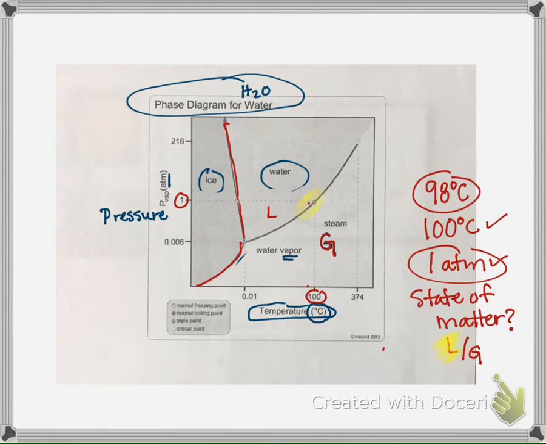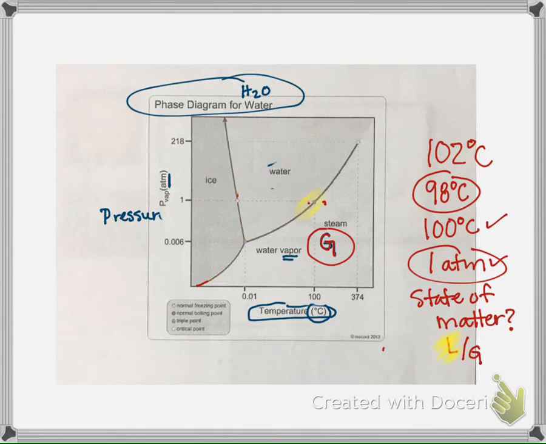Now, if we were going to raise the temperature to, say, 102 degrees Celsius, then that means we would be over here. We'd still be at 1 atmosphere pressure, okay? And we'd be over here. Now we're in the gas state, all right? So you need to be able to read this graph in terms of pressure and temperature, all right? Any change in temperature or any change in pressure is going to affect the state of matter that you are in, okay?